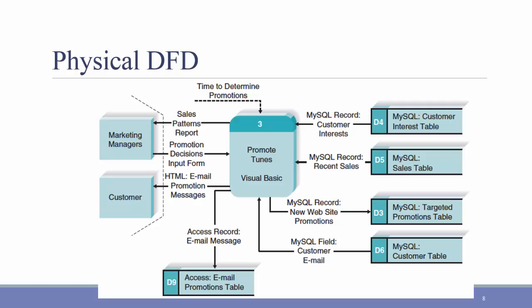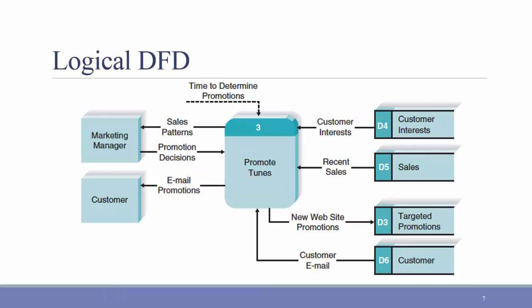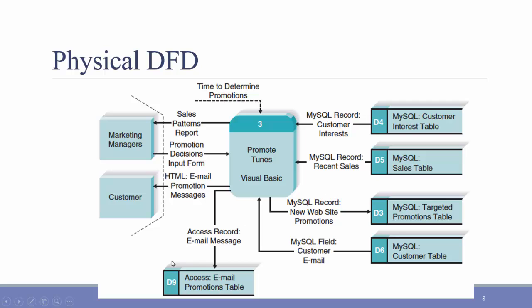The third step in moving from logical to physical is to add system-related data stores, data flows, and processes. In this case, you can see they've added one additional data store, which is this Access table containing email promotions. In the logical DFT, they only considered emailing the customers, but now that they're looking at the physical DFT, they're thinking about creating backup copies of the emails that they send and saving those emails in an Access database. So they've added that as a data flow and a data store in their physical model.